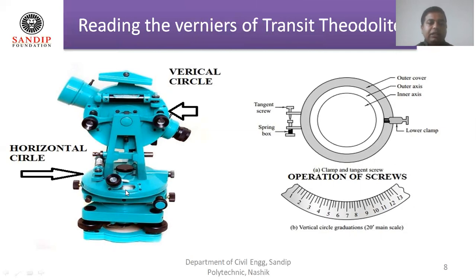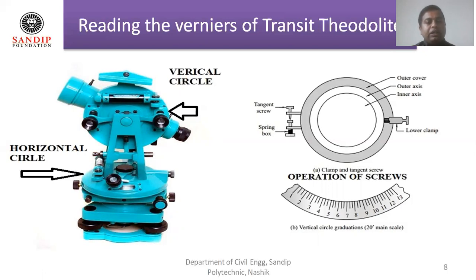On horizontal circle, there are two verniers. Vernier A is provided here, and vernier B exactly 180 degree to this vernier A. That means on horizontal circle you will observe two verniers, A and B. And the vertical circle carries vernier C and vernier D. Vernier C and vernier D are exactly 180 degree apart. Now let me tell you, this horizontal circle measures from 0 degree to 360 degree.